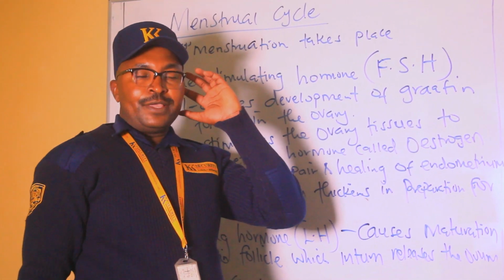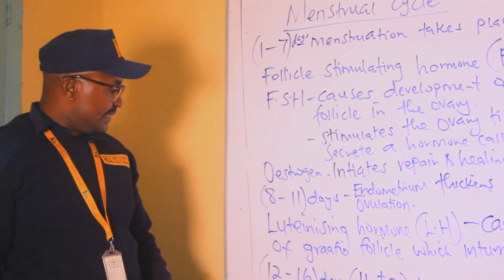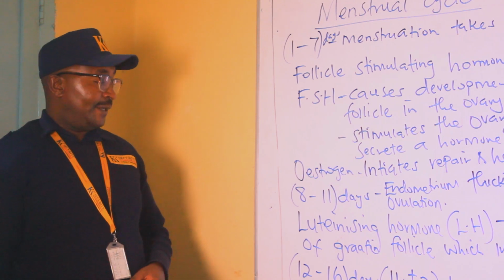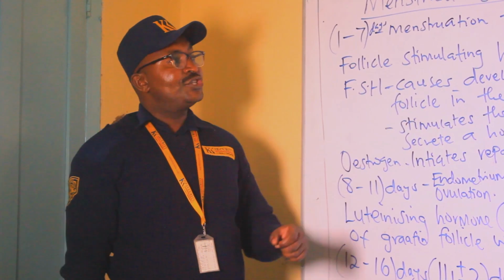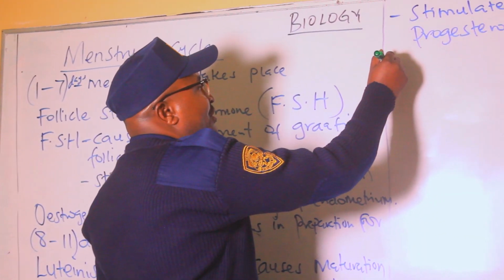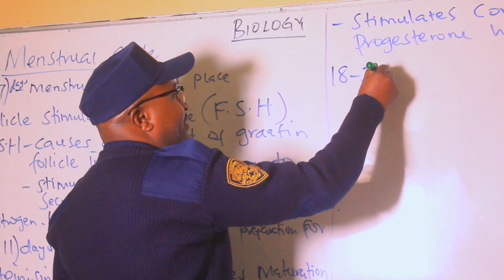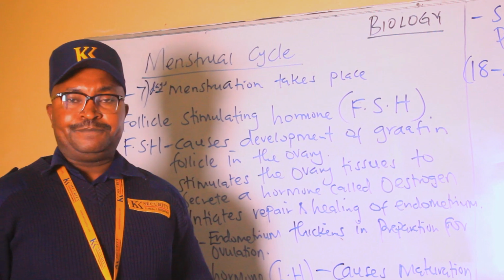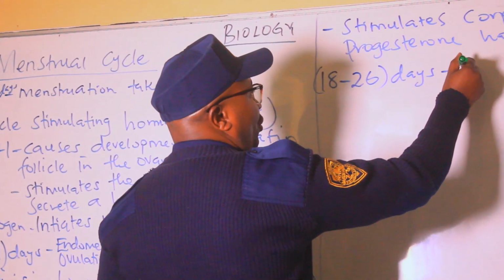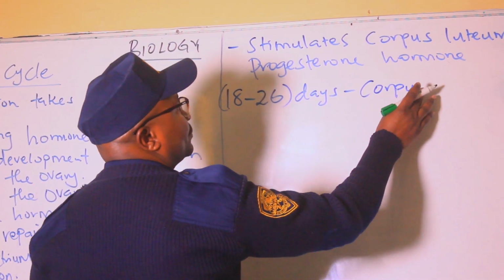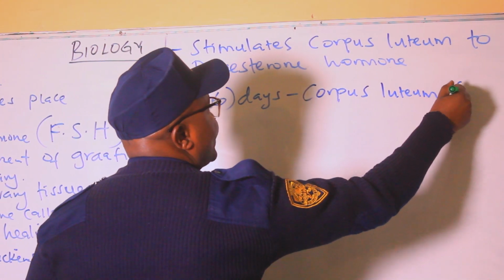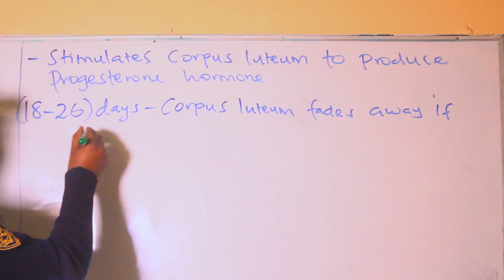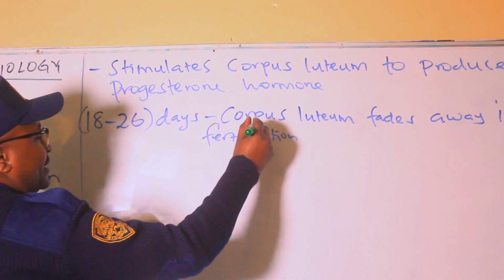We have seen that between 12 to 16, or even up to 17 days, is when you can conceive, the ovulation stage. Then from around 18 to 26 days, if fertilization has not taken place, the corpus luteum faints away.